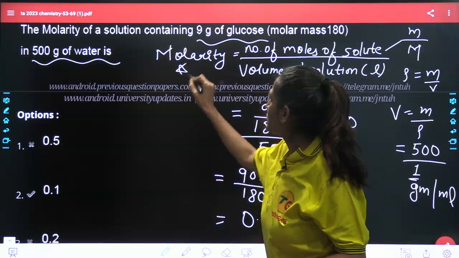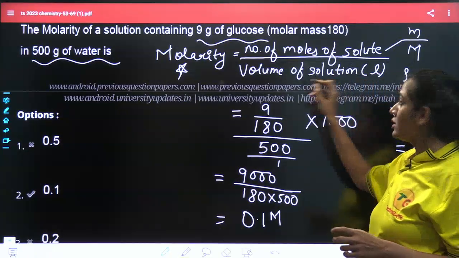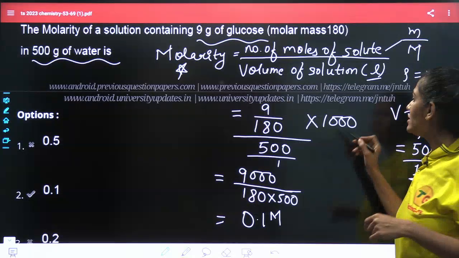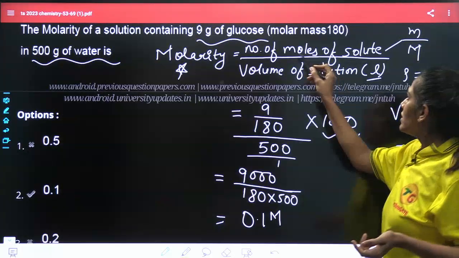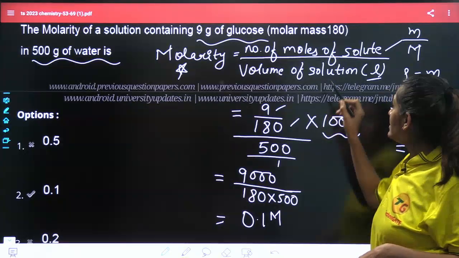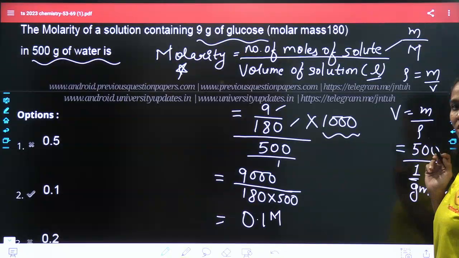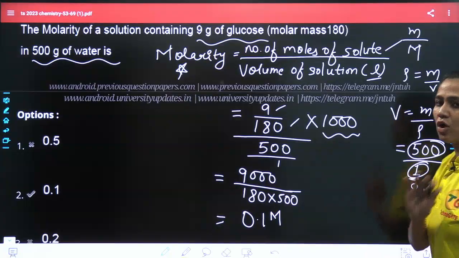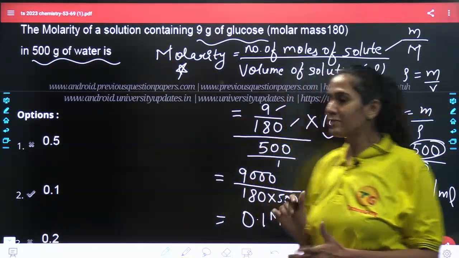This is very important. The basic formula is molarity equals number of moles of solute upon volume of solution in liters. If it is in milliliters, then we need to multiply by 1000 in the numerator. Number of moles is mass of solute upon molecular mass of solute. Density equals mass upon volume, so volume equals mass upon density. Mass is given and density is 1. So we just put all the values in the question and we get our answer. Clear?